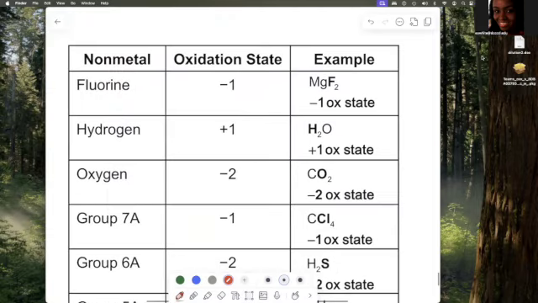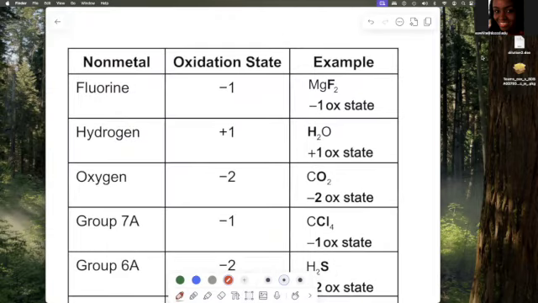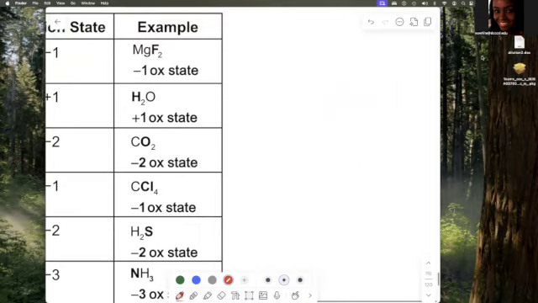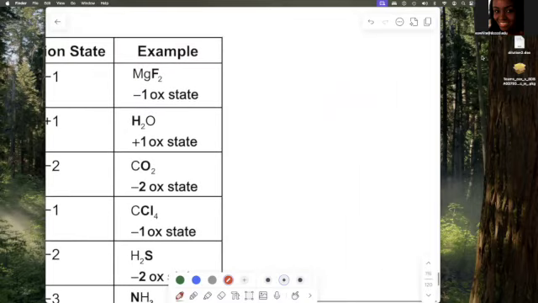In this table here, they're just kind of showing you how they figure out oxidation states, and they're showing it to you for the element written here: fluorine, hydrogen, oxygen, group 7A non-metal, or sorry, group 6A non-metal. I'm gonna do it for each element so you can see how this plays out.